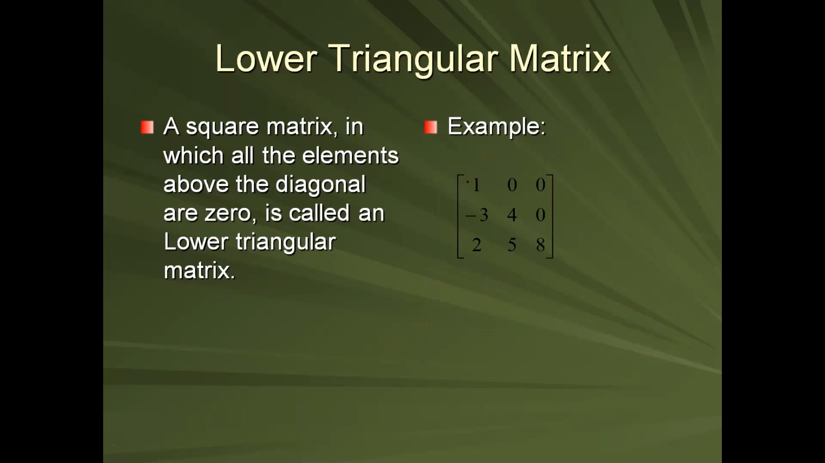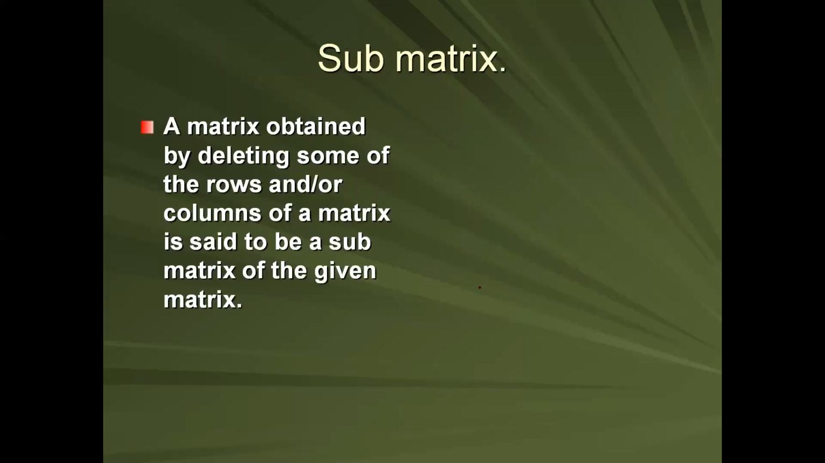Here you can see the lower triangular. See, it is forming a lower triangular. So whenever the entries above the diagonal are 0, it is lower. If the elements below the diagonal are 0, then it becomes upper triangular. Fine. Now submatrix. Refer to the definition.